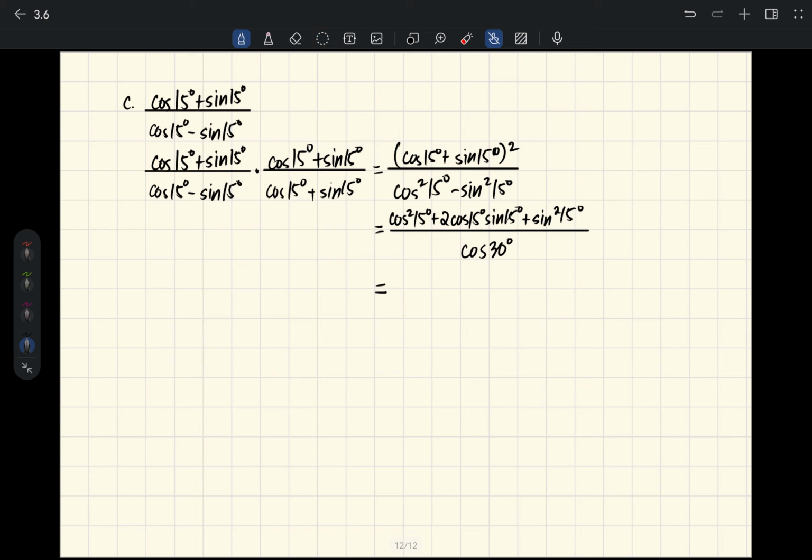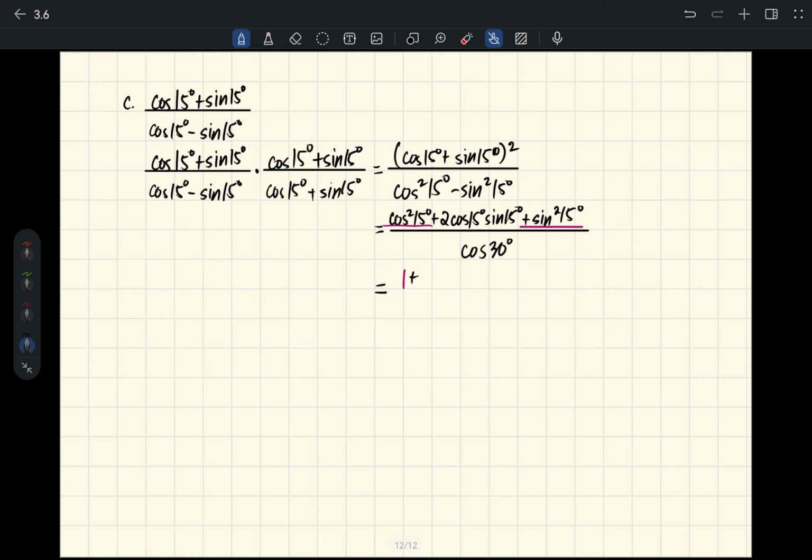Now, observe that you have these two terms right here. Cosine squared of 15 degrees plus sine squared of 15 degrees. And you should be familiar with this right now. You have your Pythagorean identity, so that's just going to be equal to 1.